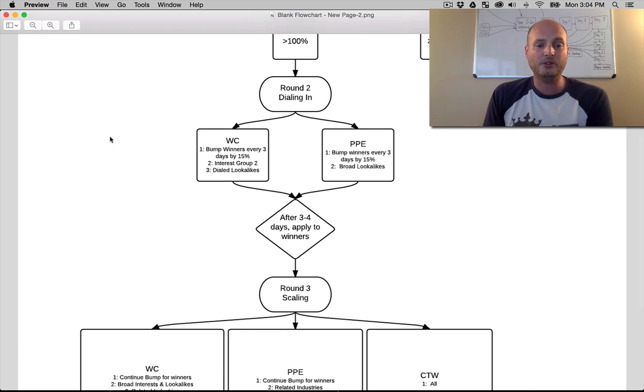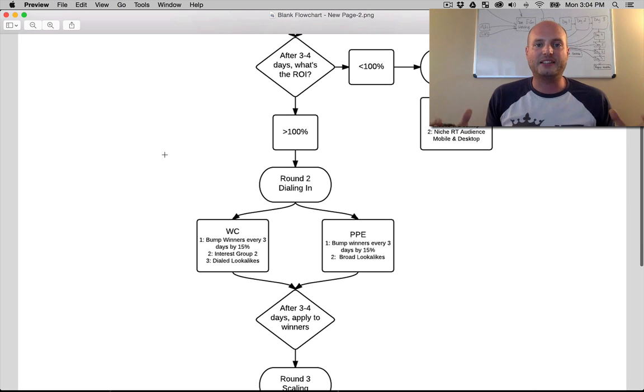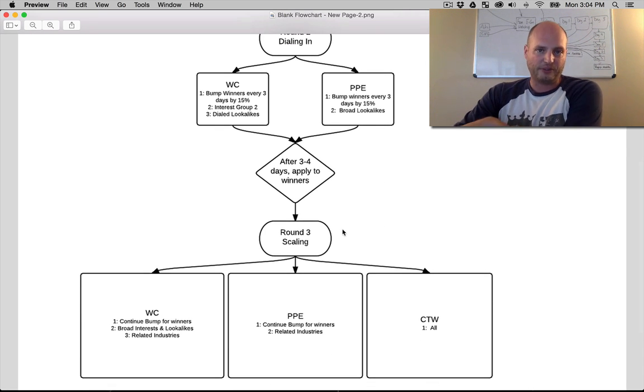Now this is round 2. We're kind of finding how broad can we go, how much can we expand, where can we go from here if we have winners. If interest group 2 is winning, if the broad interest from round 1 is winning, then we have lots of potential out there. We can target a whole bunch of other industries and pockets that might not be directly related to that starting niche. So again, we're waiting 3 or 4 days, maybe a week, looking at those numbers, looking at how they're optimizing, how they're converting, and we move into round 3, which is just that next step of scaling.